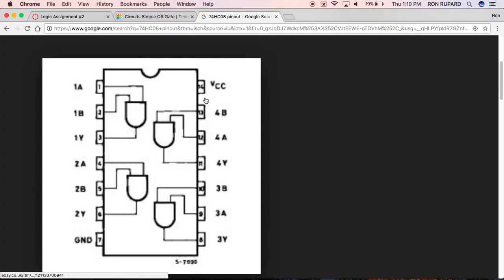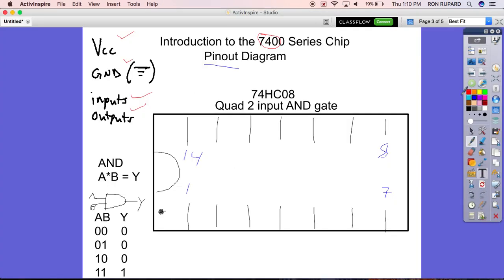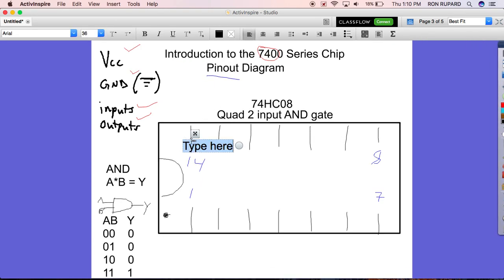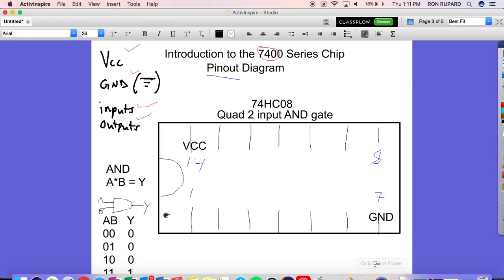Now you look on this, 14 is where the voltage goes. So that's where the VCC goes. And 7 is where the ground goes. So we will connect pin 14 to our voltage source, or the positive line on our breadboard. We'll connect pin 7 with a wire to the negative line on our breadboard, the ground.